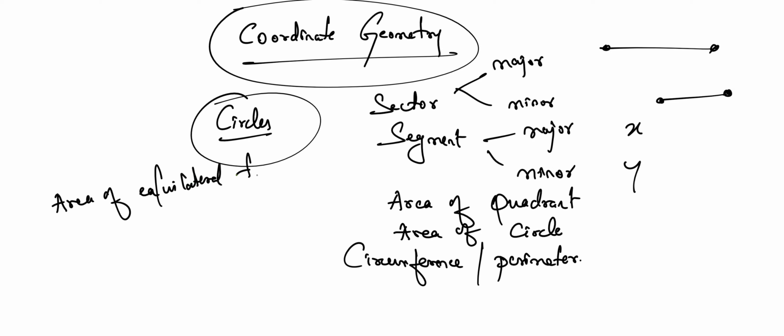In this chapter, these are the regular formulas which we use to solve the problems. Area of sector, area of segment, area of major sector, minor sector, major segment, minor segment. Again, area of quadrant, area of circle, circumference of circle or perimeter of circle, area of equilateral triangle. So try to first concentrate on these formulas. Done? This is with respect to areas related to circles.